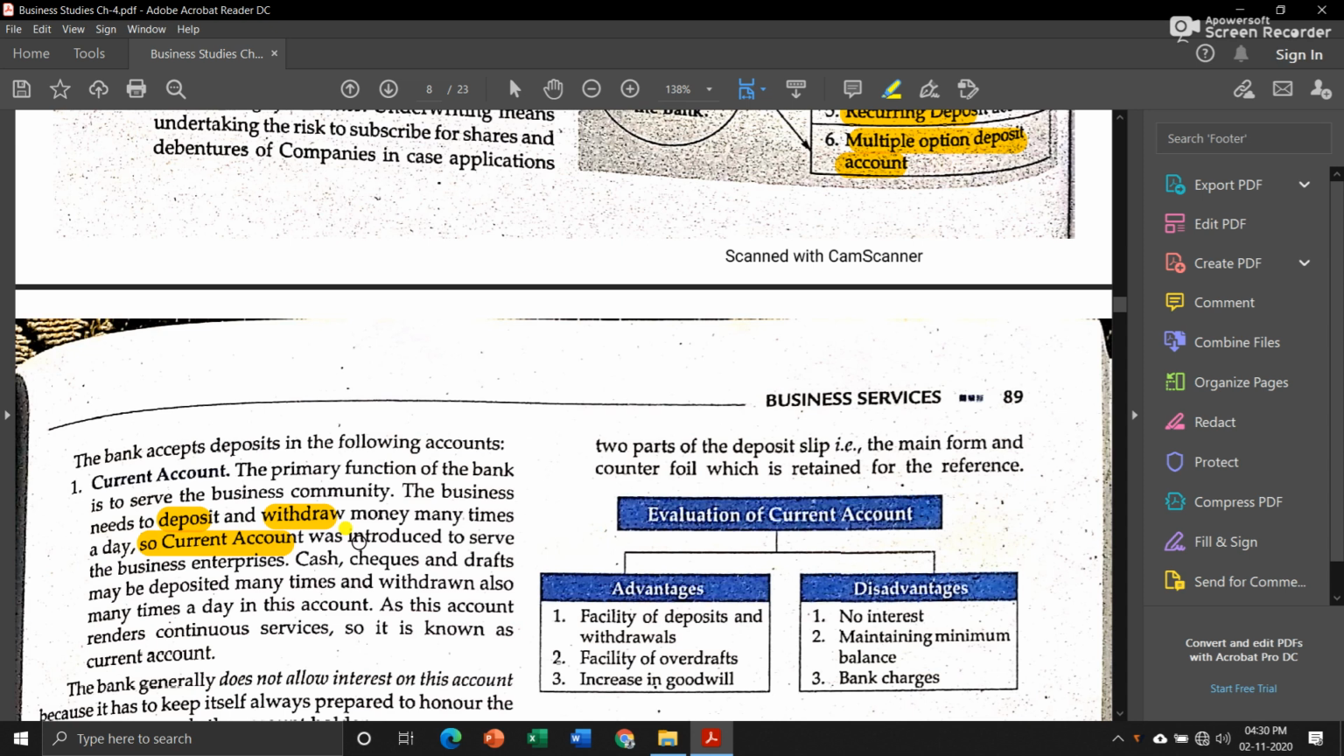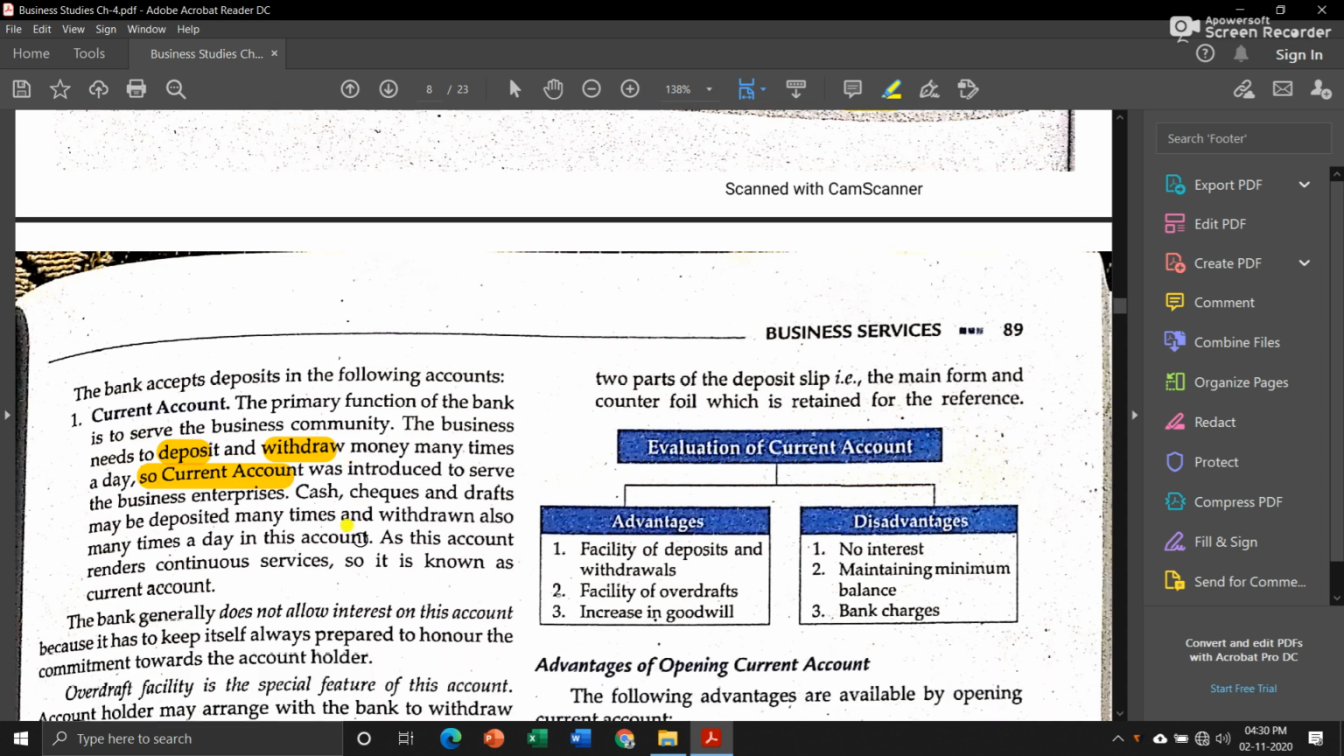Normally when we go to a bank and if we have a savings account, then there will be some limit over the cash transaction or withdrawal transaction, but in case of current account there is no limit in the transaction numbers in a day. So that is why current accounts are used by business enterprises. Cash, checks and drafts may be deposited many times and withdrawn also many times a day in this account. As this account renders continuous services, it is known as current account.